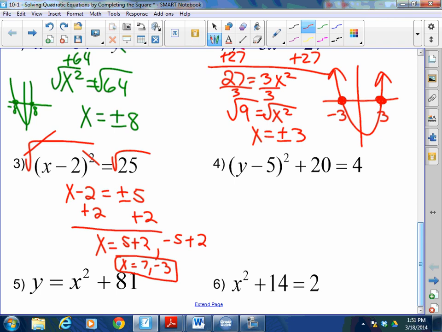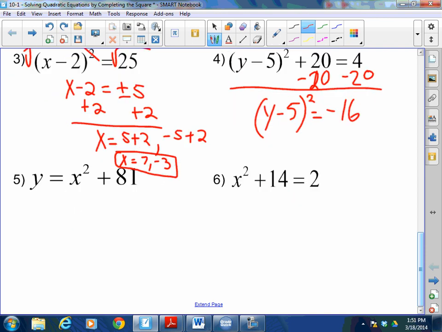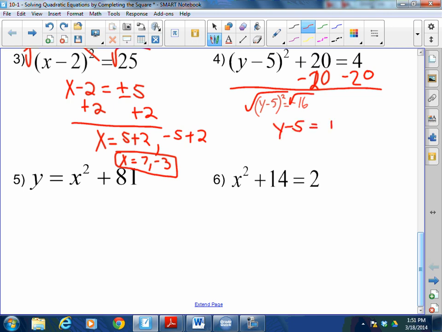I did this on purpose. Don't stress out. Minus 20 to both sides. Y minus 5 squared equals negative 16. In a normal Algebra 1 class, nothing wrong with it. Algebra 1 is awesome. But if we were just taking Algebra 1, at this point, you'd have a problem. You have y minus 5 equals plus or minus the square root of negative 16. If you were in Algebra 1, you would say, oh, no solution.